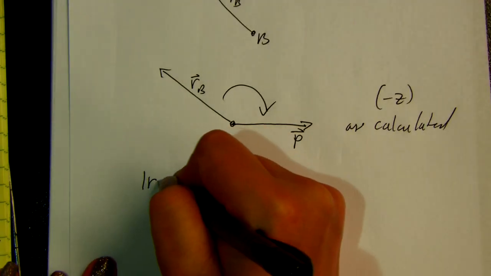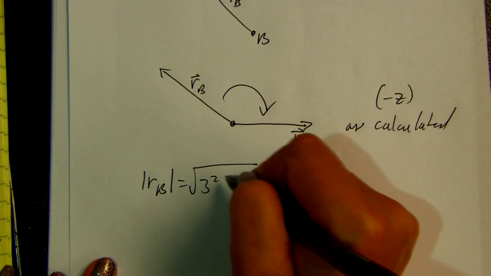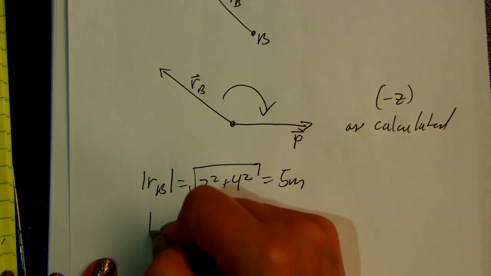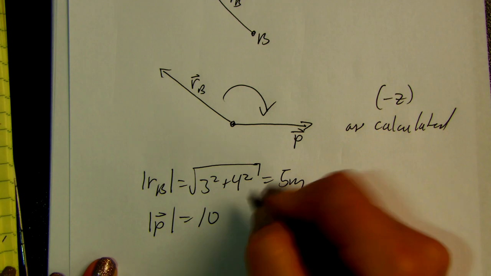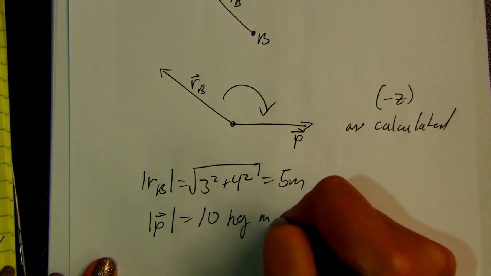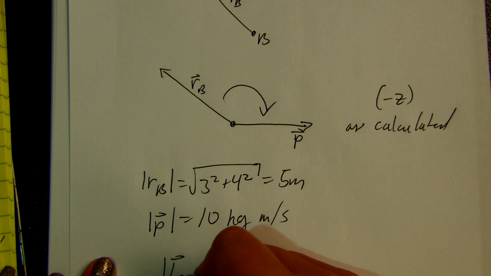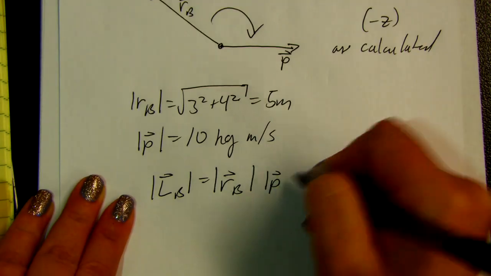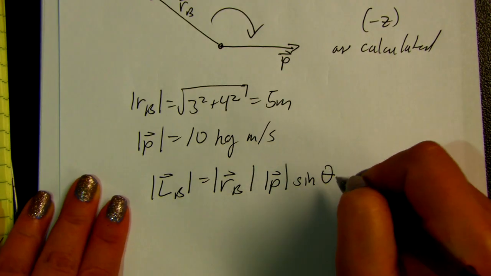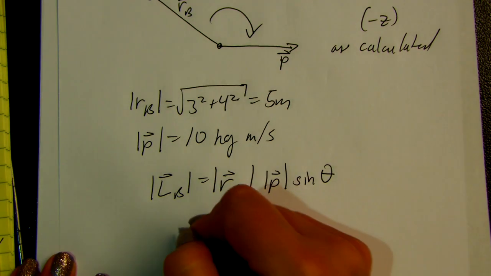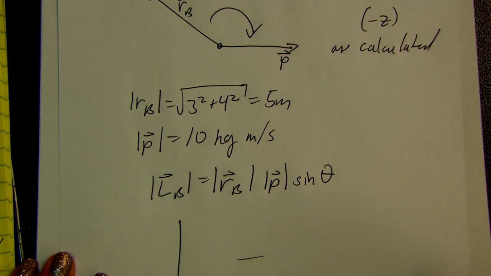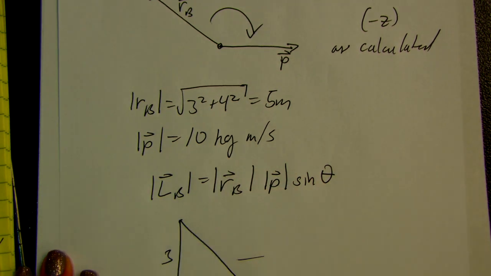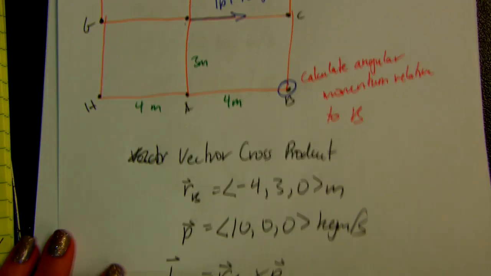We need the magnitude of RB. 3 squared plus 4 squared is equal to 5 m. The magnitude of P is equal to 10 kilogram meters per second. LB is equal to minus RB times P sine theta. We don't have a theta yet, so let's look at that. So we've got the 3. So we know this is 3, we know this is 4, going back to our original drawing.